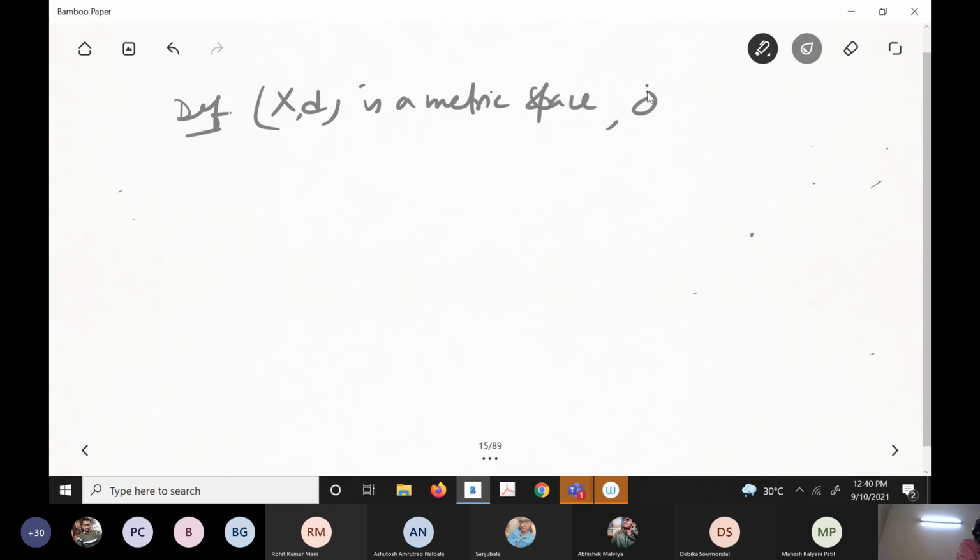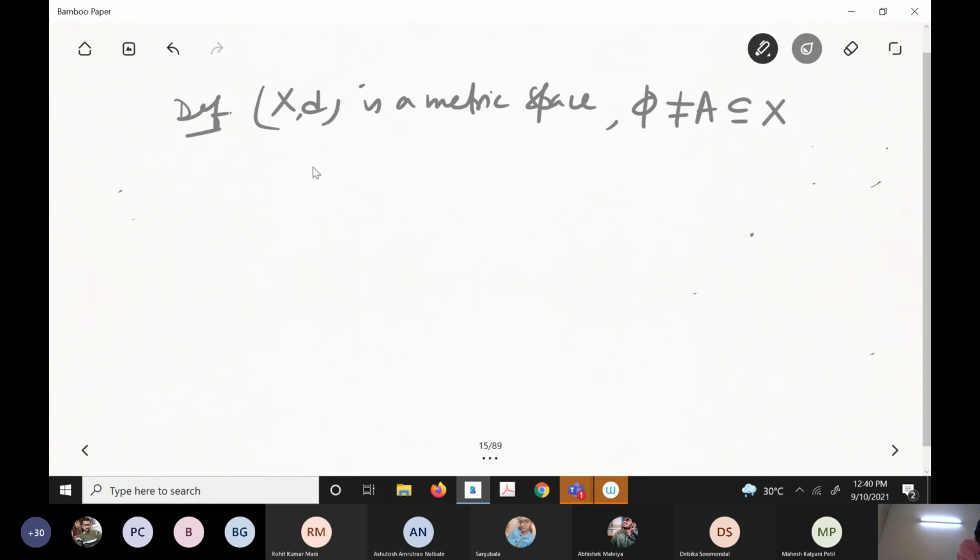And I am taking, for your convenience, a non-empty set. For the empty set, you don't need to define diameter. But if you want to define it, you should think about whether it will be infinity or 0. Anyway, I am taking a non-empty set.